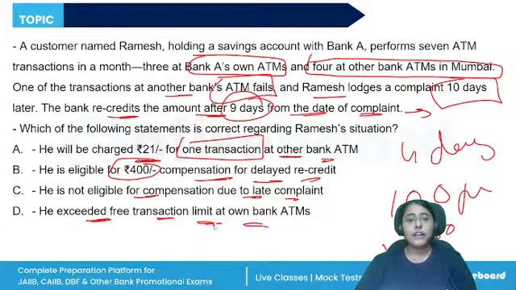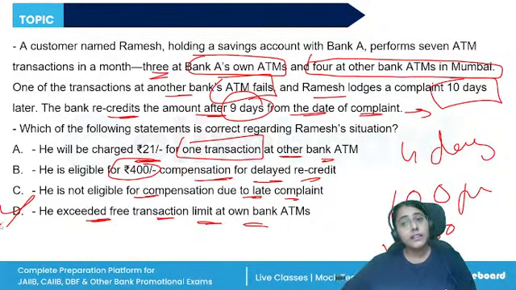So when we are talking about the transaction limits in the ATMs, for a transaction at the own bank ATM at any location, 5 free transactions are there. 3 were used, so he did not exceed the free transaction limit at his own bank in a month, irrespective of the location.